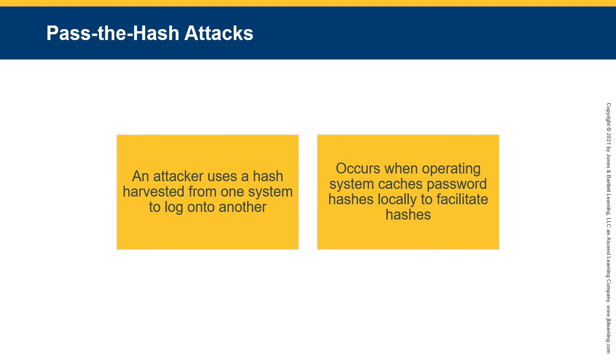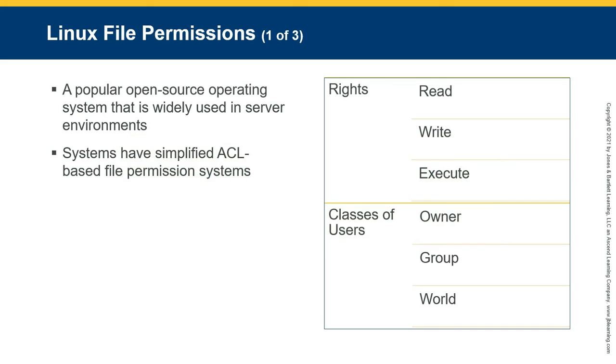Pass-the-hash attacks. An attacker uses a hash harvested from one system to log onto another. This occurs when operating systems cache passwords and hashes locally, and facilitate the use of those hashes.